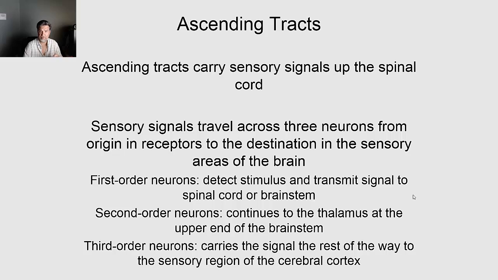You should know the first order pathway then is mostly peripheral with a little bit of central right at the end. And then the second order pathway is all central nervous system. And the third order pathway is all brain.